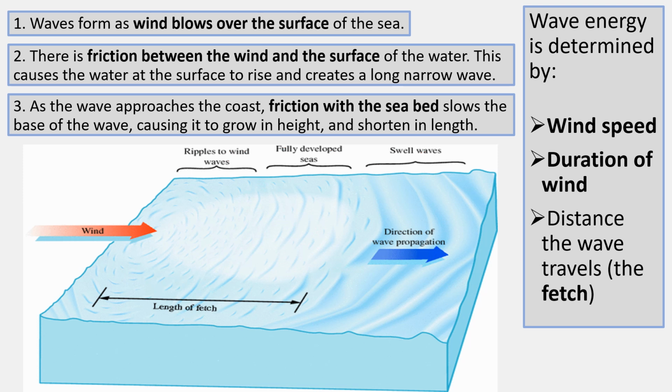And we've got another really key word here, which is fetch. This just means the distance the wave has travelled. So again, the larger the distance the wave has travelled, the larger the fetch, which means the wave will have more energy and it will be stronger. So if you could jot down for me: wave energy is determined by wind speed, duration of wind, and the fetch, which is the distance the wave travels.